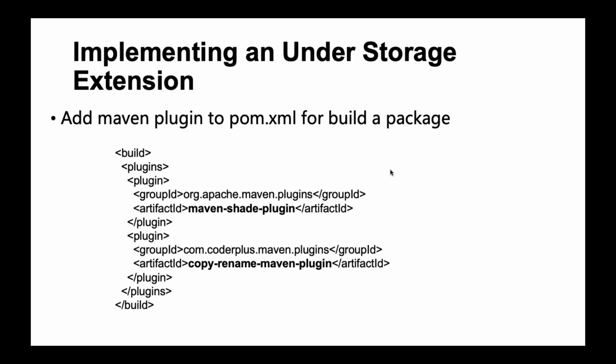The reason you can put it here without specifying anything else is that we already specified the configuration in the parent POM XML. So you just need to explicitly tell Maven to trigger these two plugins. That's it. So it's very minimal.